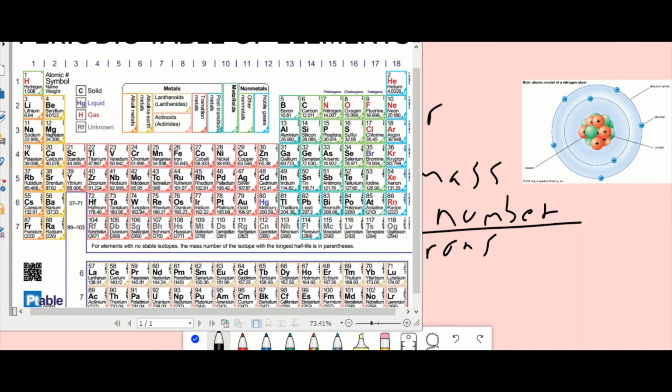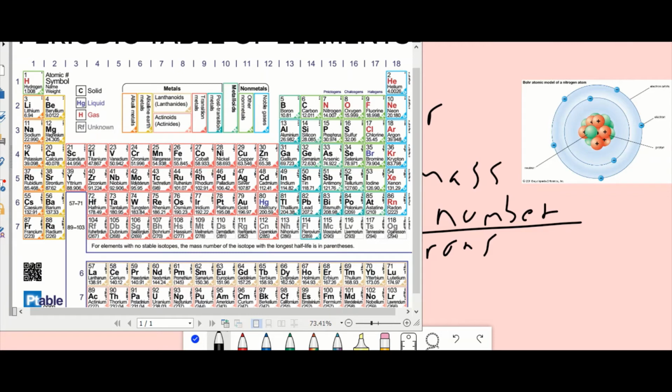For example, let's look at lithium right here. Lithium has a mass number of 6.94. That's this bottom number right here. The easier way to do it is usually you're going to have to round to the nearest number. And sometimes they'll give you different isotopes because different atoms can have different numbers of neutrons. The number of neutrons does not matter in defining the atom. It's what the protons are.